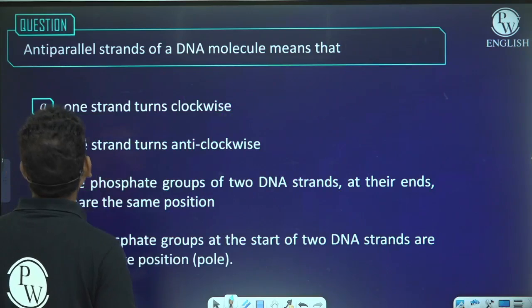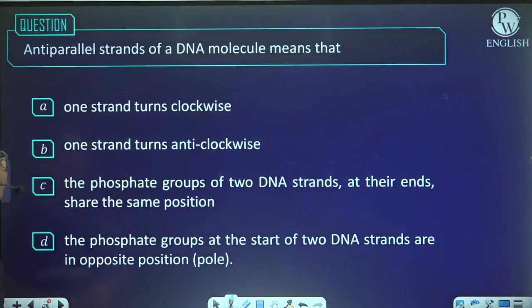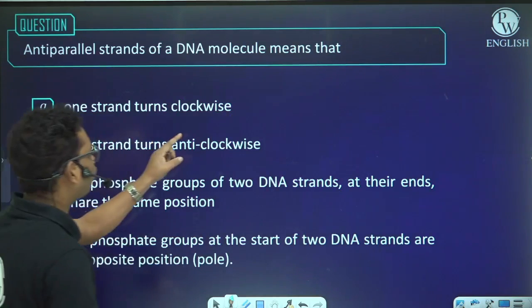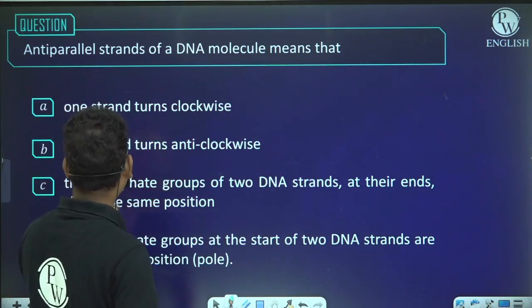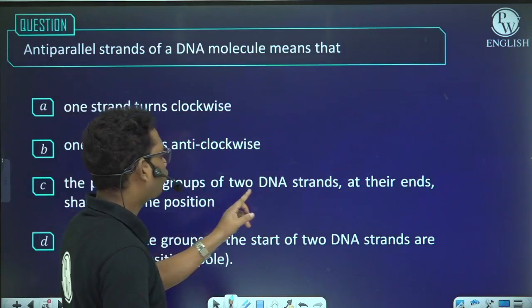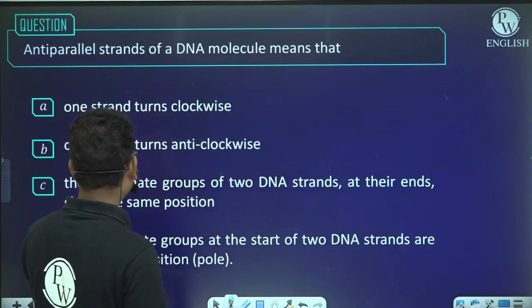Next, anti-parallel strands of DNA molecule means one strand turns clockwise, one strand turns anti-clockwise. The phosphate groups of two strands at their ends share the same position.